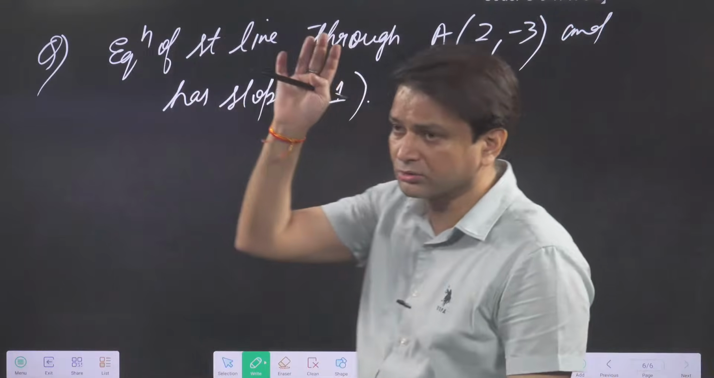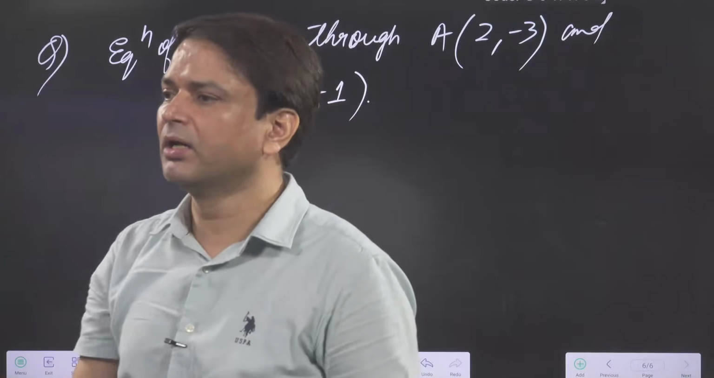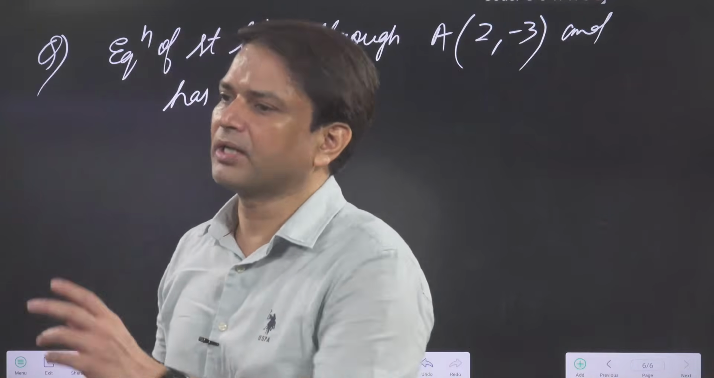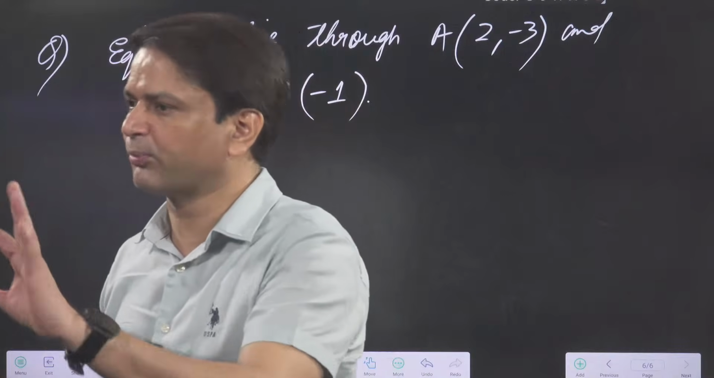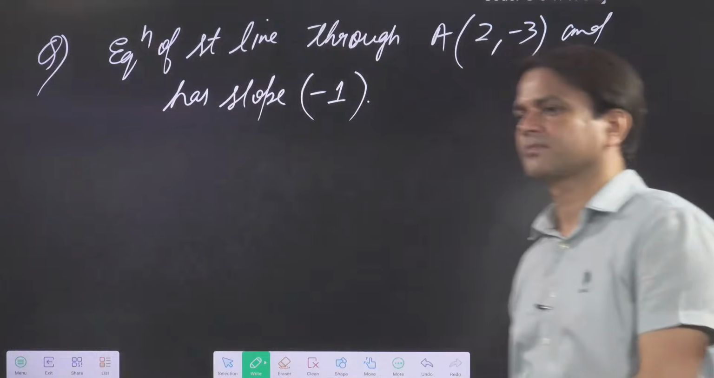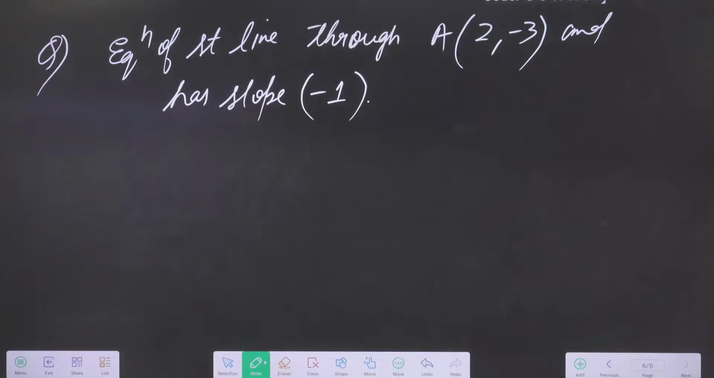Everybody getting or not? So if 2 points are given, slope not given, first apply the slope formula, get the m. After getting the m, any one of the points you can take, and the slope you can take, you will get the equation of straight line. Okay.